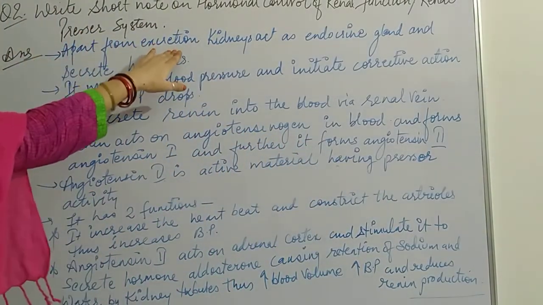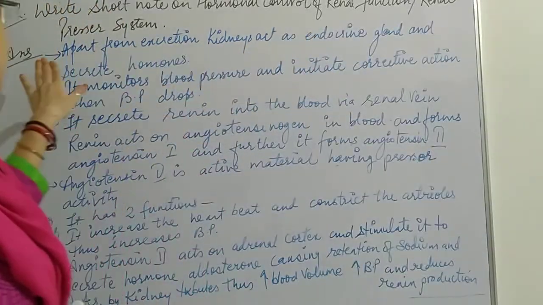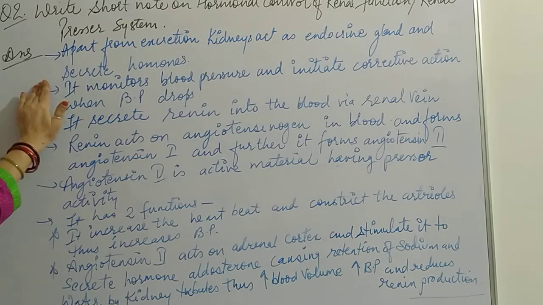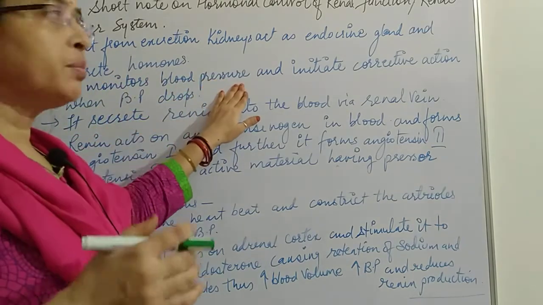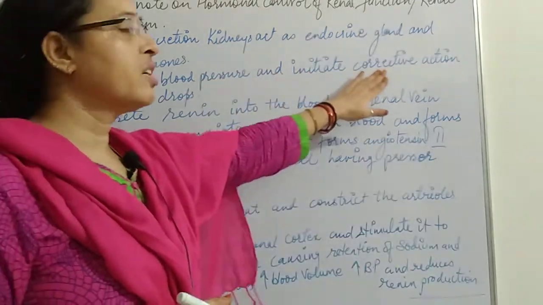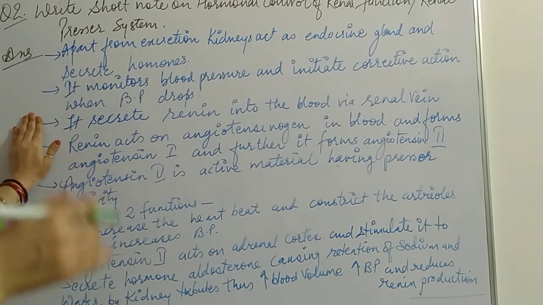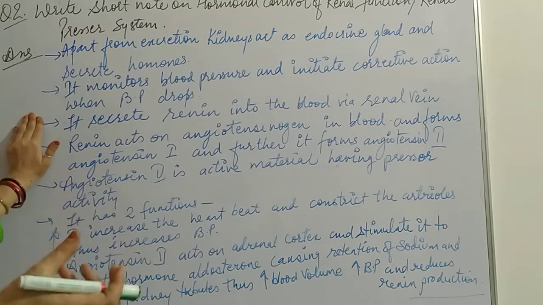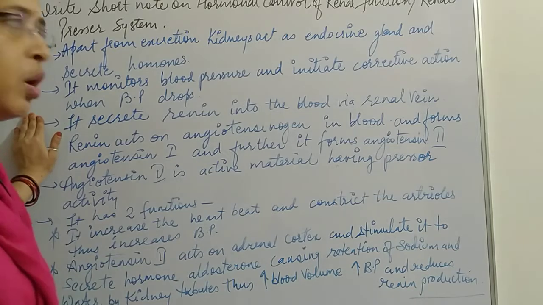Apart from excretion, kidneys act as an endocrine gland and secrete hormones, because endocrine glands only secrete hormones. So the kidney also acts as an endocrine gland. Then it monitors the blood pressure and initiates corrective action when blood pressure drops. So when blood pressure goes down, the kidneys take the initiative to make the blood pressure come to normal.